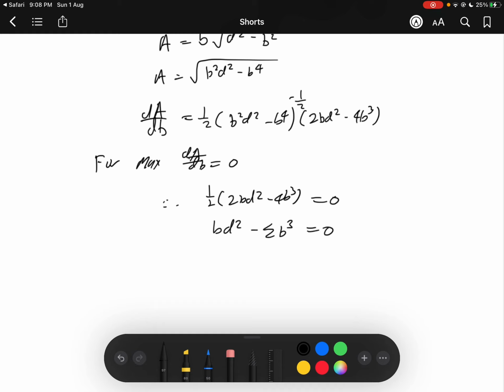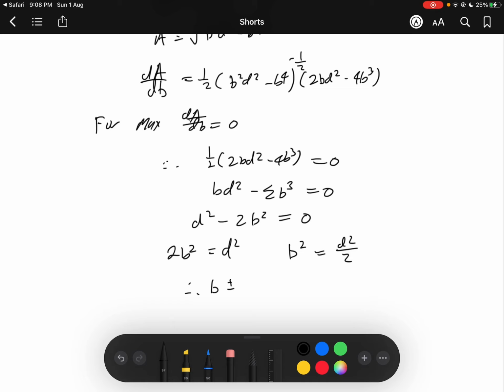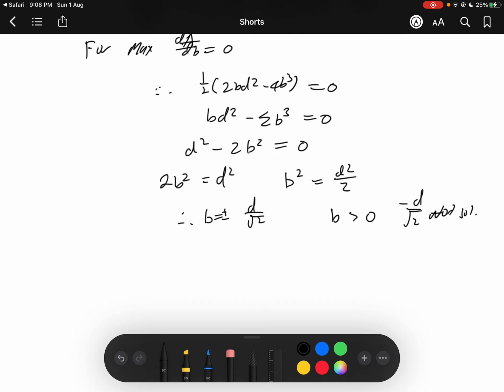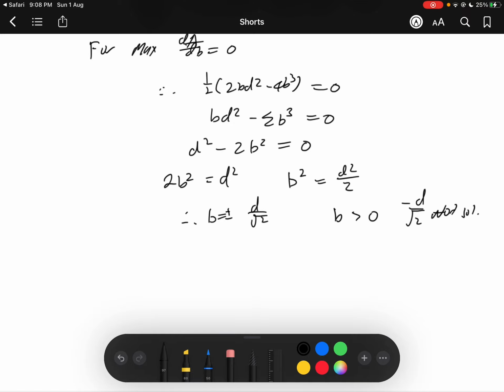We can divide everything through by b. So d squared minus 2b squared equals 0. Therefore, 2b squared equals d squared, so b squared equals d squared over 2, and therefore b equals positive or negative d over root 2. But since b is strictly positive, negative d over root 2 is not valid in this context. So therefore, b equals d over root 2.